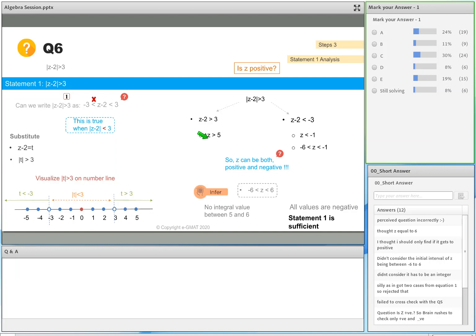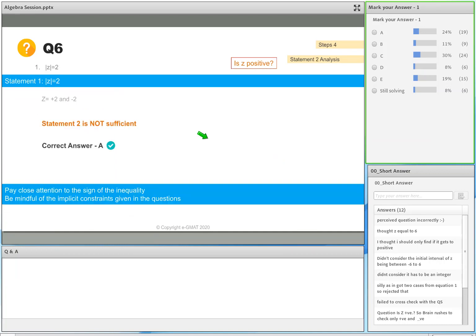So now it's the final 40% of you. Let's see who got this right. Here's statement 2. This was a very simple statement. The absolute value of Z is 2, so Z could be plus or minus 2. Naturally, it's either positive or negative, so this is not sufficient.